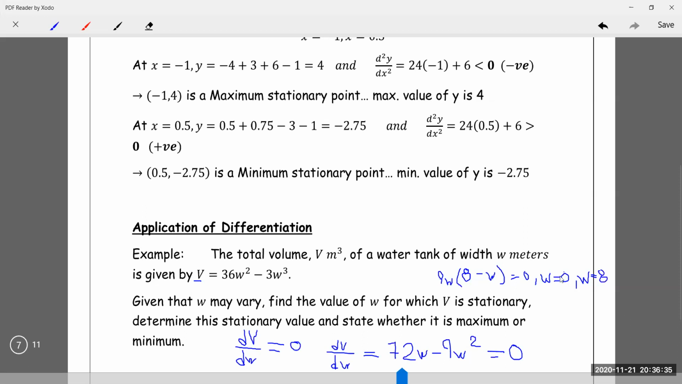Now look at this. W cannot be 0. Tell me why W cannot be 0. Because then there's no tank. So W can never be 0. If W is 0 meters, then there's no tank, then there's no volume, and this would make no sense. So W is 8 meters.